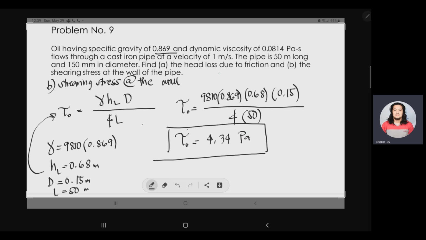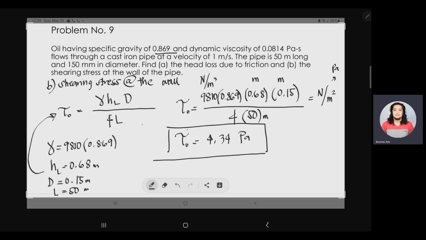Since ang ating unit niya ha. So ito Newton per cubic meter. This is meters. This is meters. And this is meter. So mangyayari nito, matitira niyan is Newton over square meter. Newton per square meter or yan yung ating Pascal. Okay? So yung ating shearing stress is 4.34 Pascal.